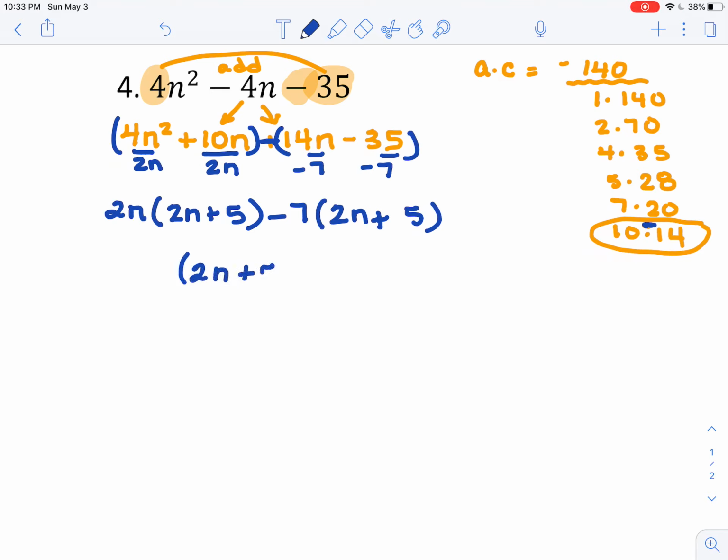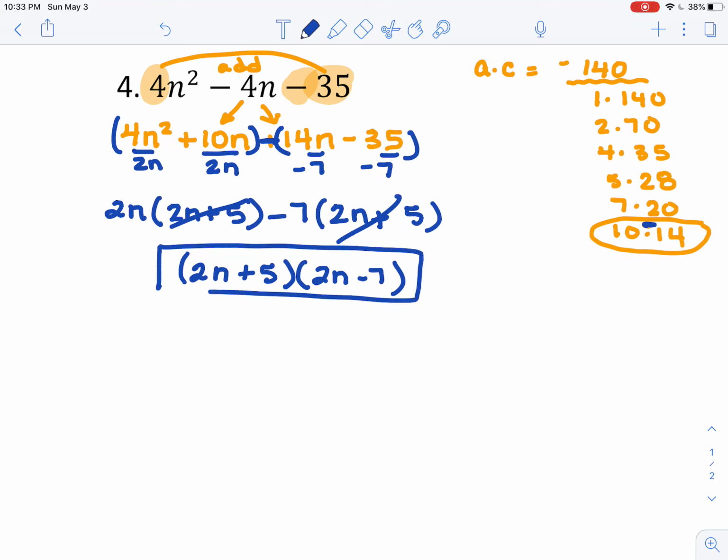Okay, now I factor out that common parenthesis of 2n plus 5. And my leftovers, once I do that, are 2n minus 7. This is our factored answer.